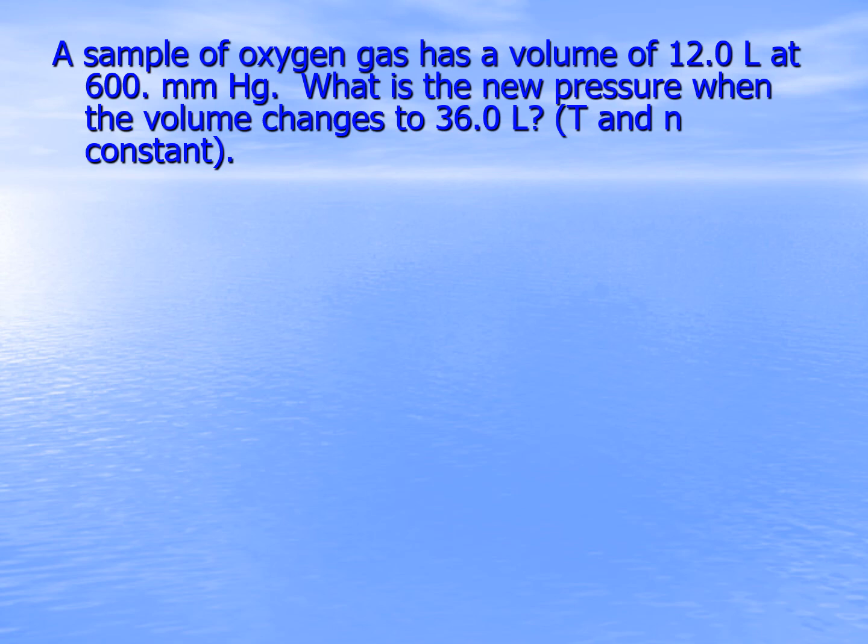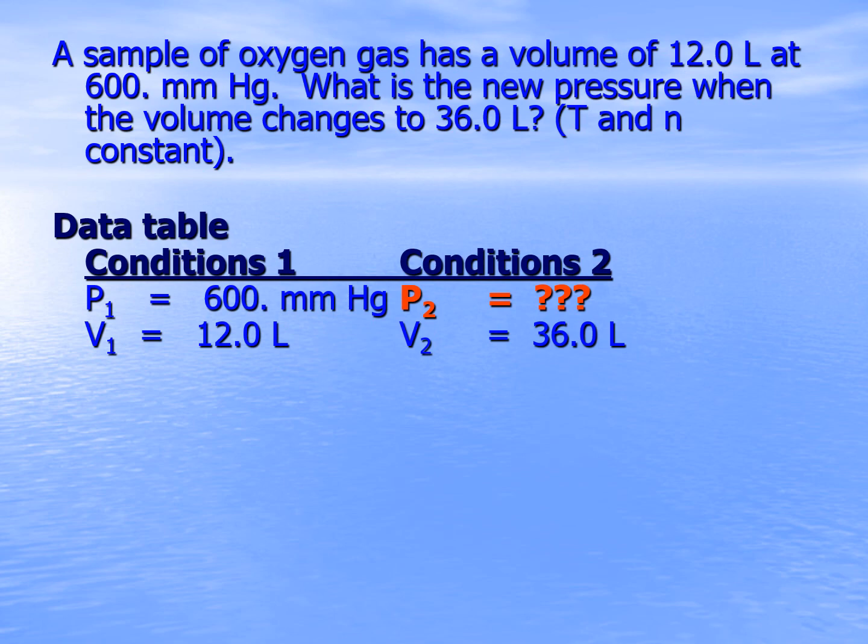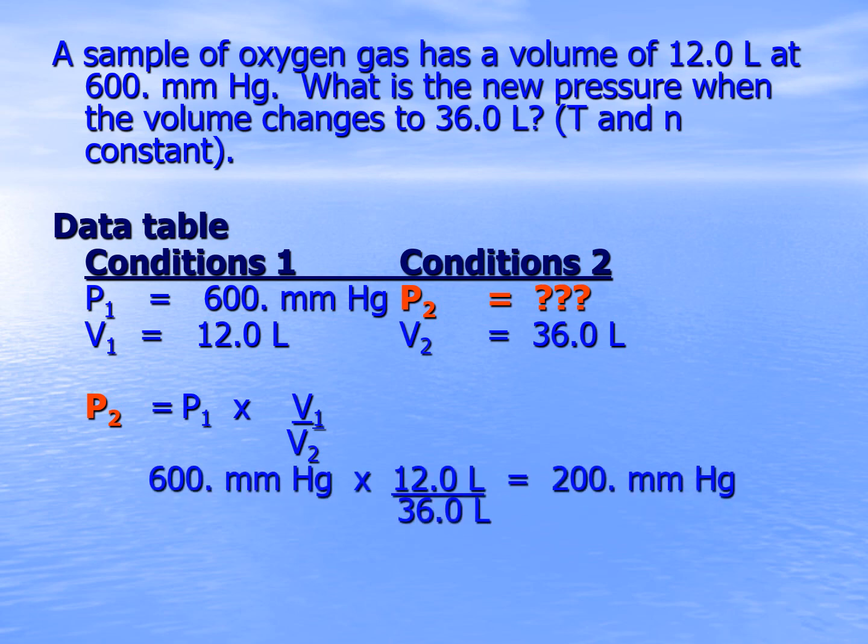Got some oxygen, 12 liters at 600 millimeters mercury. What's the new pressure when the volume changes to 36 liters? You're tripling the volume, so you should be cutting the pressure down to 1/3. P1 V1 equals P2 V2, P2 equals P1 times V1 over V2, 600 times 12 divided by 36, liters cancel and you get 200 millimeters mercury. The decimal at the end of the zeros tells you that you have 3 sig figs for everything.